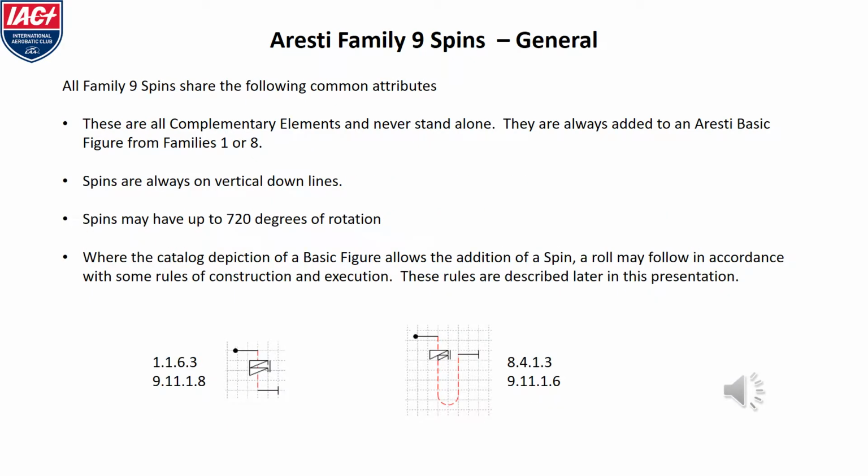All Family 9 spins share the following common attributes. These are all complementary elements and are always added to Aresti basic figures from families 1 or 8. Spins are always on vertical downlines. Spins may have up to 720 degrees of rotation. Where the catalog depiction of a basic figure allows the addition of a spin, a roll may follow the spin in accordance with some rules described later.